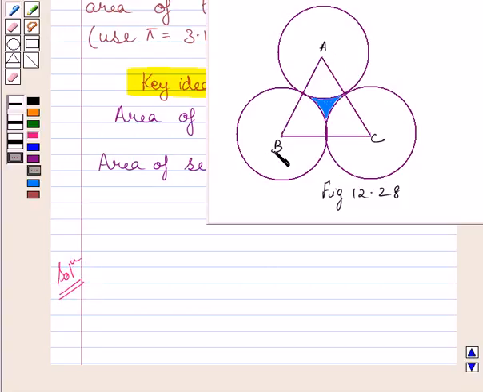We are given that triangle ABC is equilateral triangle and these three are sectors. Now we have to find area of this shaded region. So if we subtract area of these three sectors from area of triangle ABC, then we get area of shaded region. Now we are given that area of triangle ABC is equal to 17320.5 cm square. Now we know radius of each circle is equal to half the length of the side of the triangle. Now we will find out side of the triangle first.